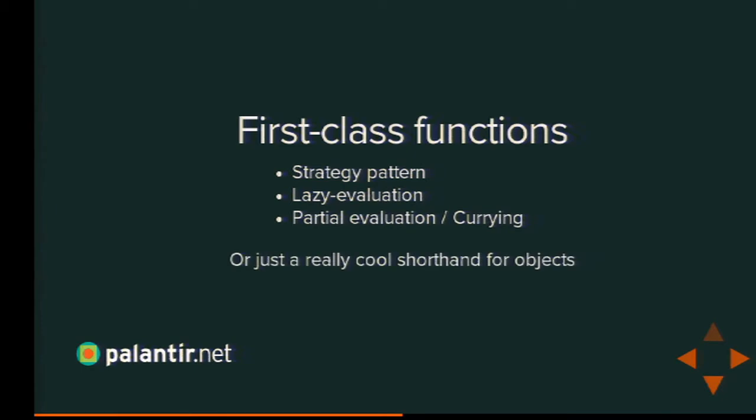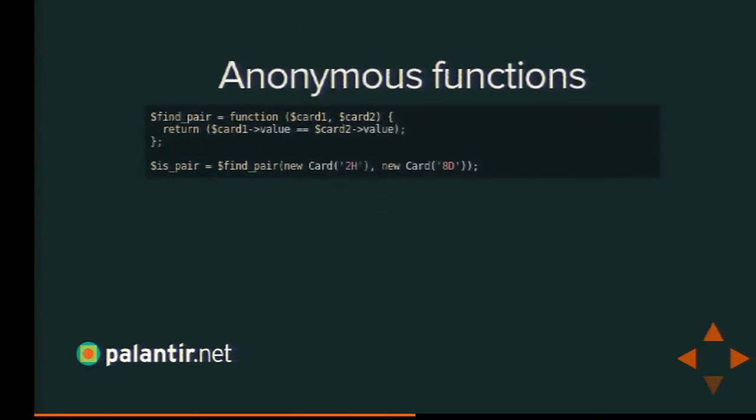Or there's a really cool shorthand for objects, because really that's what PHP does under the hood. Case in point, here's a nice simple anonymous function. It takes 2 parameters and returns true or false depending on if they are equal by the definition of equal that we're defining. And then we can call it just like any other function. There we go. Find pair and pass in 2 cards and we get back a Boolean.